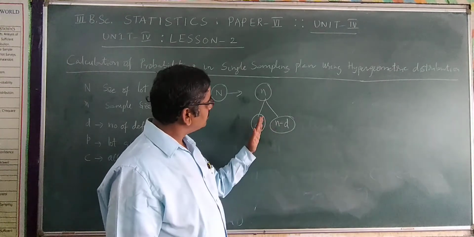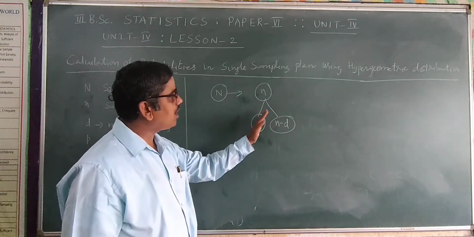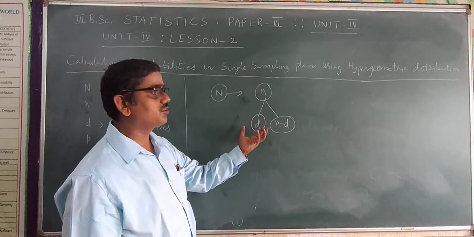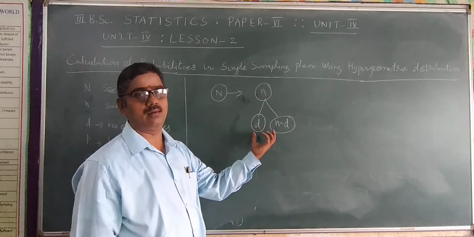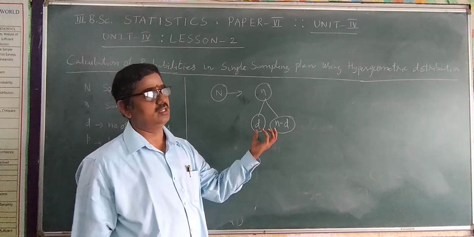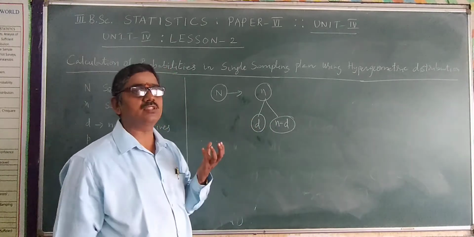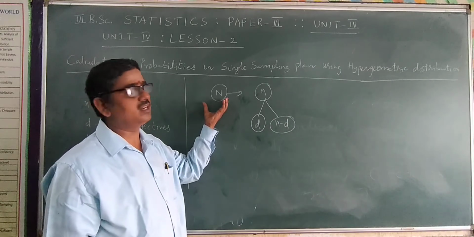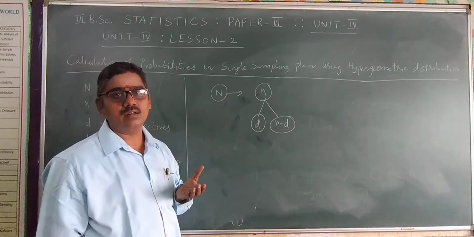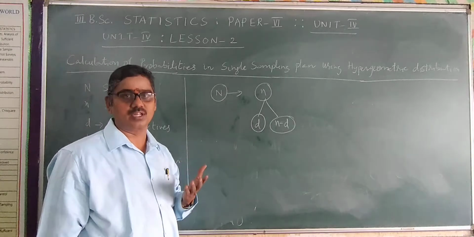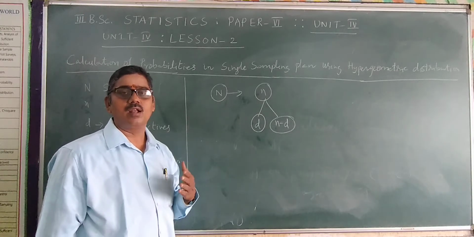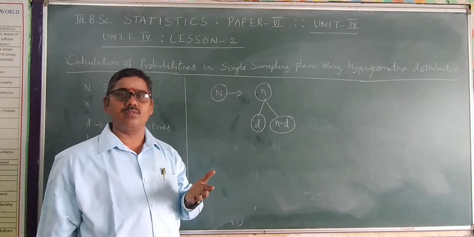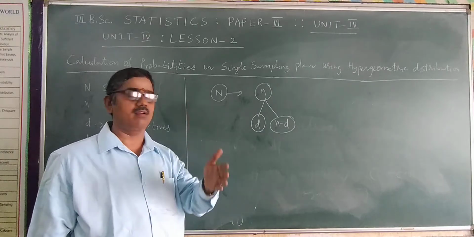Now, based on the sample, the number of defective items found here, what would be the number of defective items in the total lot? A lot we have defined previously. A lot is nothing but the total size of the population. For example, in a manufacturing company, the number of items produced in a particular day will be the lot size.